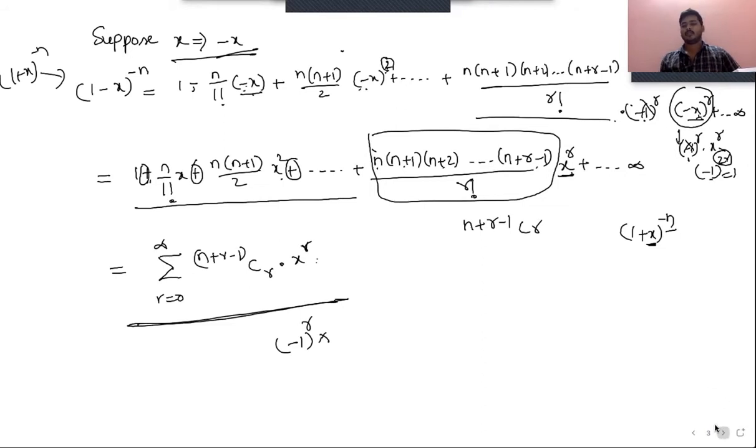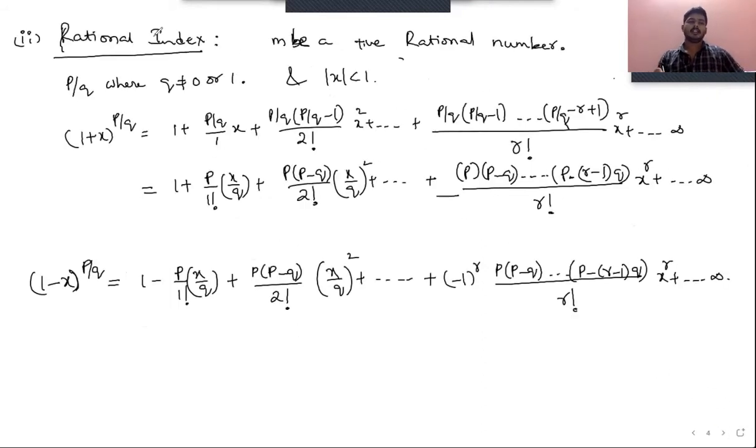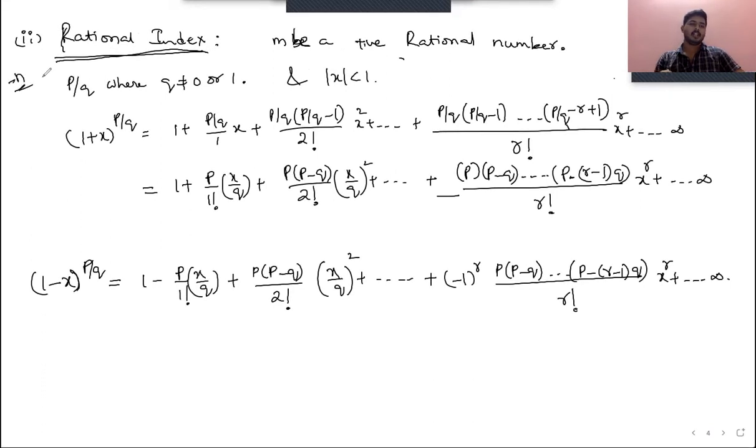So next one. In this case, we are considering that the index is a rational index. Until now, we considered that the index is a negative integer. So all the two cases for the negative integer are over. In this case, we are considering it to be a rational number. So m be a positive rational number, that is p by q, where q is not equal to 0 or 1.